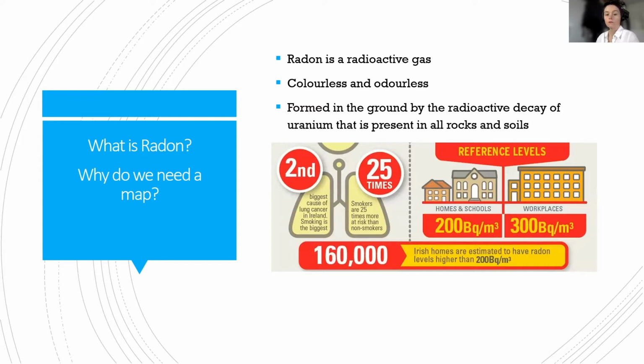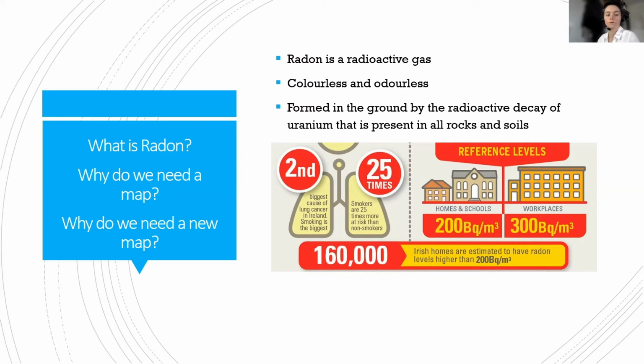Radon can cause lung cancer if the concentrations are high enough. So the EPA Radon Risk Map is a guide to householders and employers as to whether high levels of indoor radon are likely to be found in their building. The national reference level here is 200 becquerels per meter cubed for homes and schools, and the radon risk map shows the likelihood of those reference levels being exceeded.